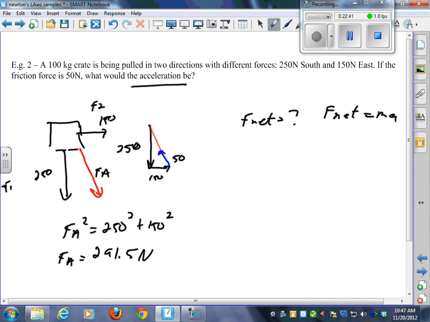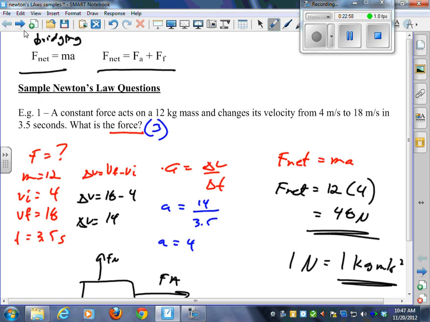Good? Yeah? Leroy, you good? Yeah. All right, now I have to take care of the friction, the net force. Now I'm going to write F net. Now, way back on the very first page, you had this formula. F net is equal to FA plus FF. Hold the presses. I thought it was subtract the friction. Did I make a mistake? Is it because it's something negative?